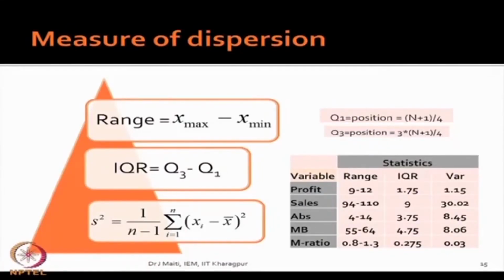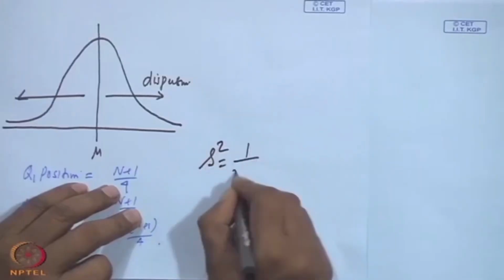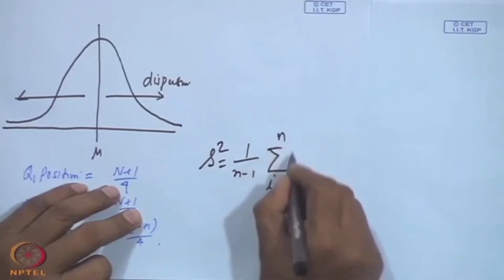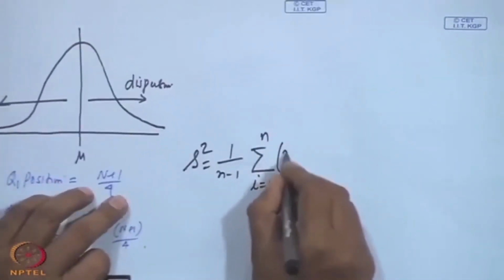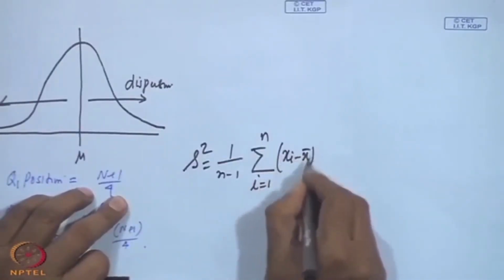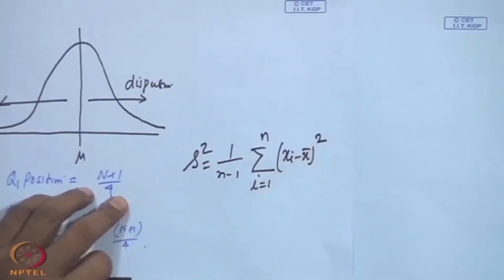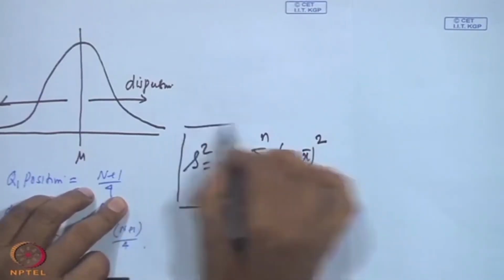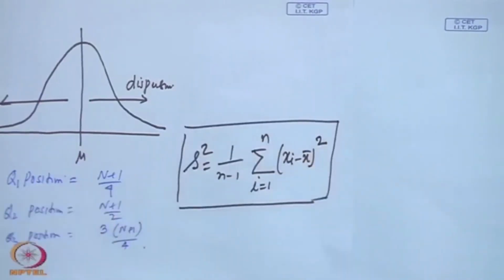And you know the variance also, yes or no? How to compute variance? In the statistical sense, s square is 1 by n minus 1, sum total of i equal to 1 to n, of (xi minus x bar) square. This is the variability measure.